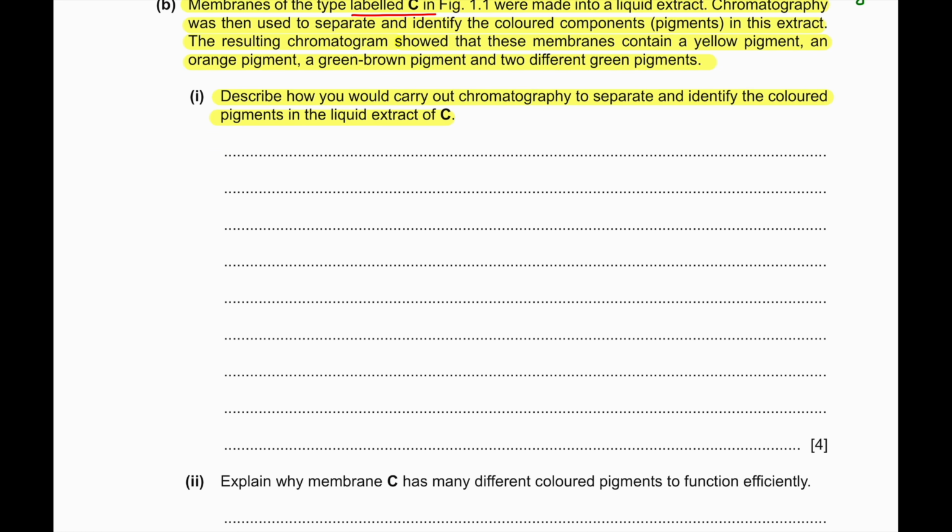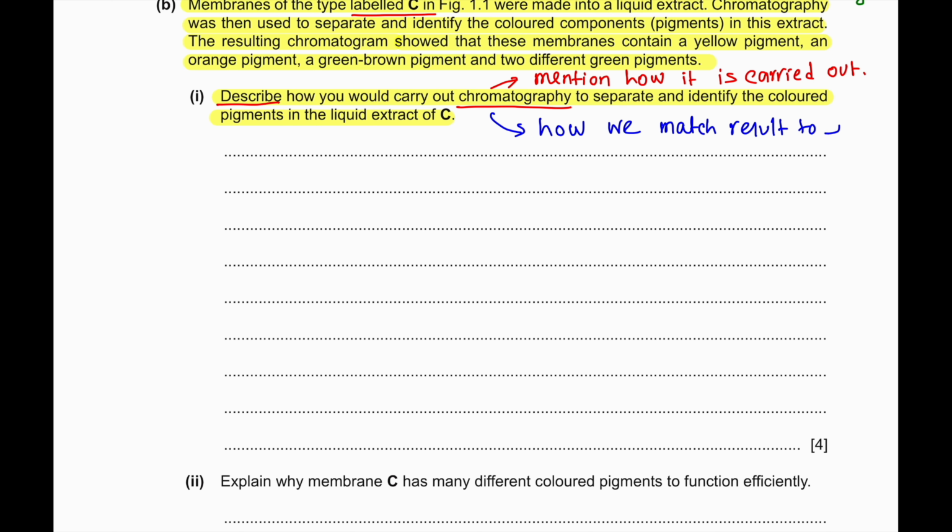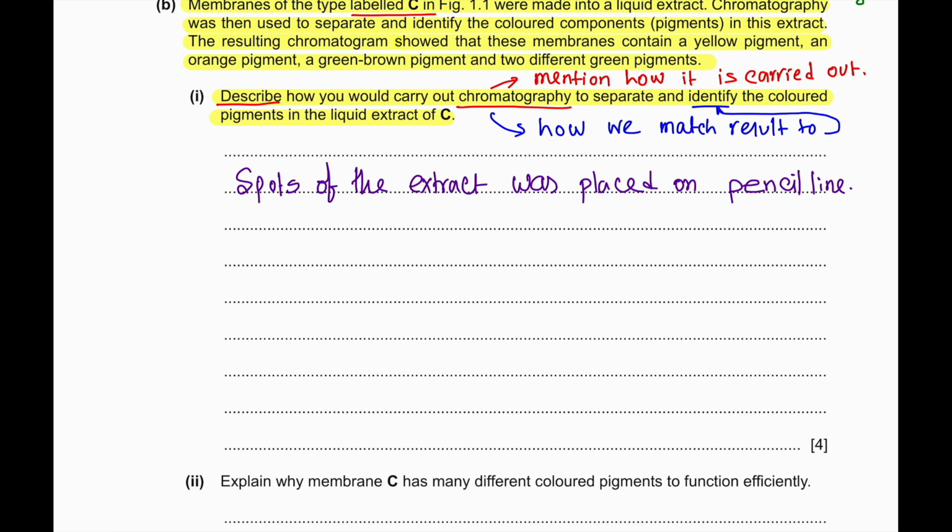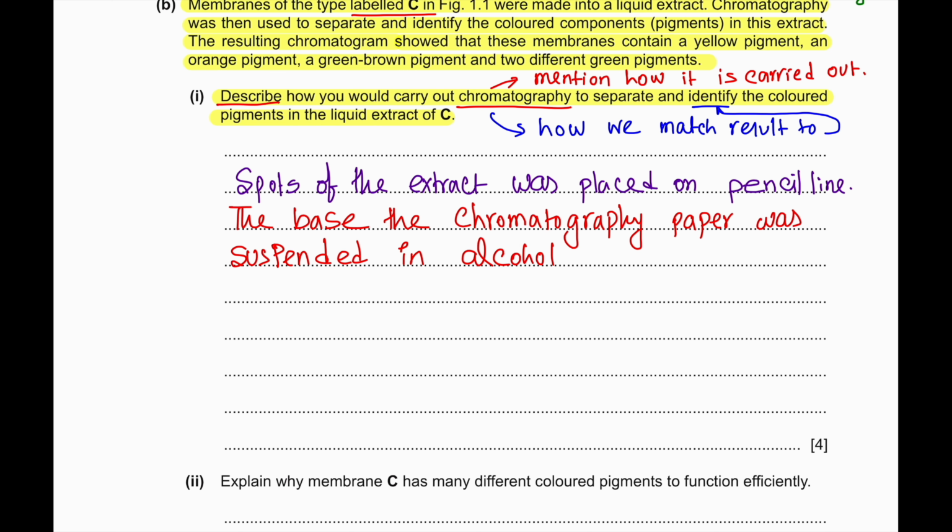When we are asked to describe the process of chromatography, we need to mention how the chromatography is carried out. And finally, how we match the result to identify. So the answer can be written as follows. The spot of the extract was placed on a pencil line. The base of the chromatography paper was suspended in alcohol.